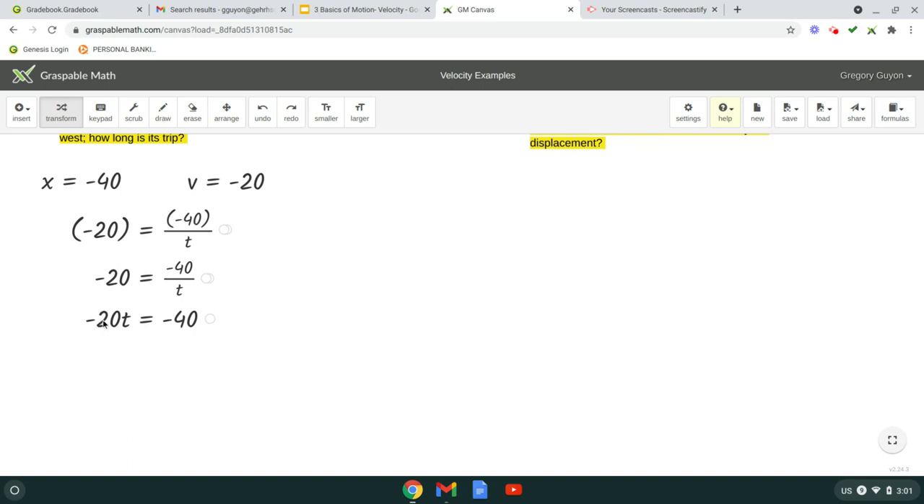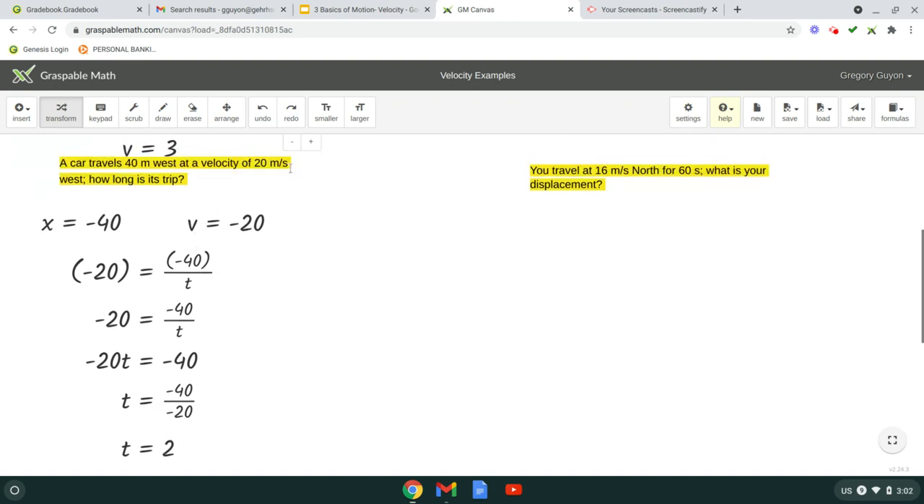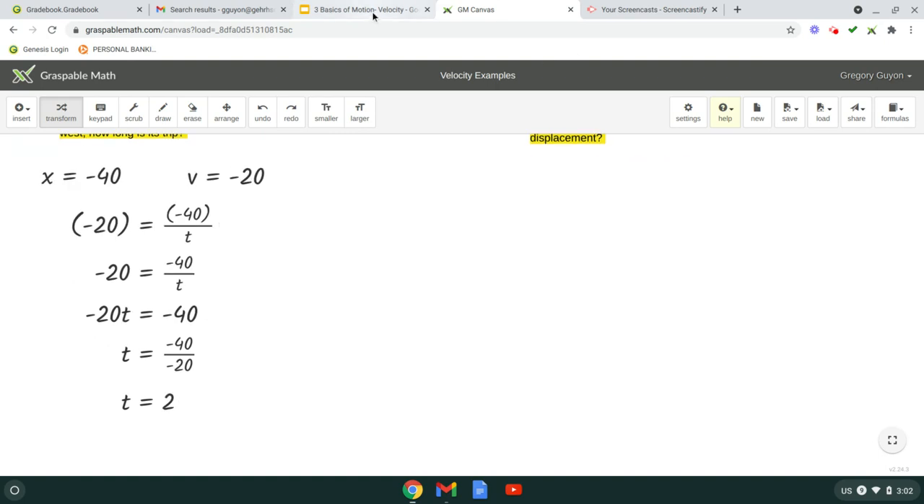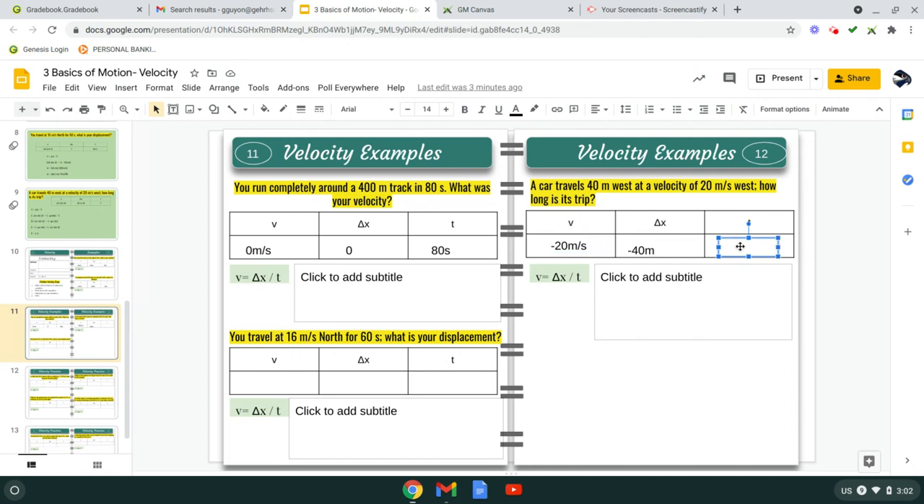Now I have to get my number over to the other side because we have to get t by itself. So I drag my negative 20 over. Okay, so now I've got t equals negative 40 divided by negative 20. And we know that when there's a negative on top of a negative, the negatives are going to cancel out, which is good because time can never be negative. So if I double click my line, it gives me a positive 2 as my answer. And since the units up here were meters per second, so we had 40 meters divided by 20 meters per second, that leaves us with just seconds left. Okay, so I go back to my slides, and under time, my answer was 2 seconds.